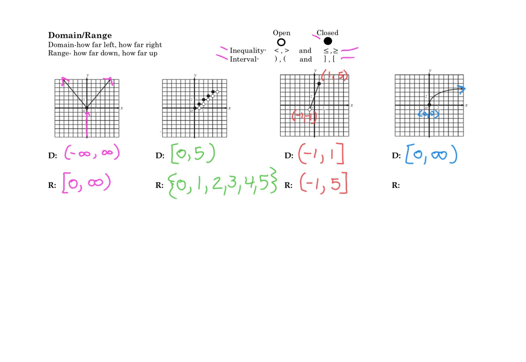The lowest point on the graph is 0. The highest point is the arrow, which is infinity. Parentheses around the infinity, and a bracket around the 0.